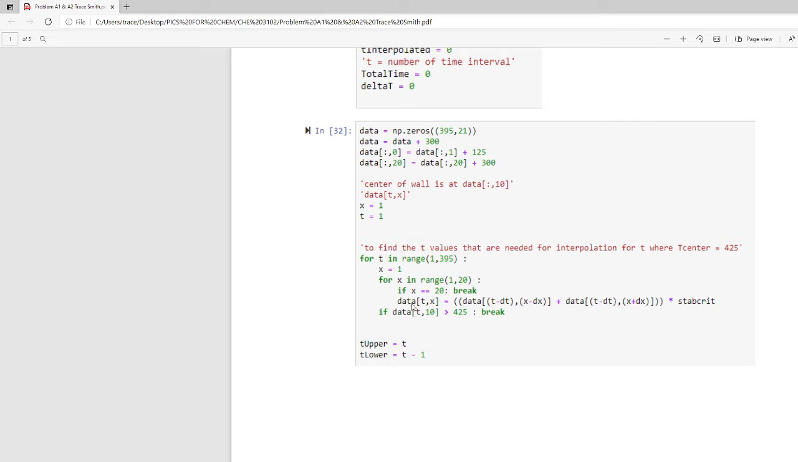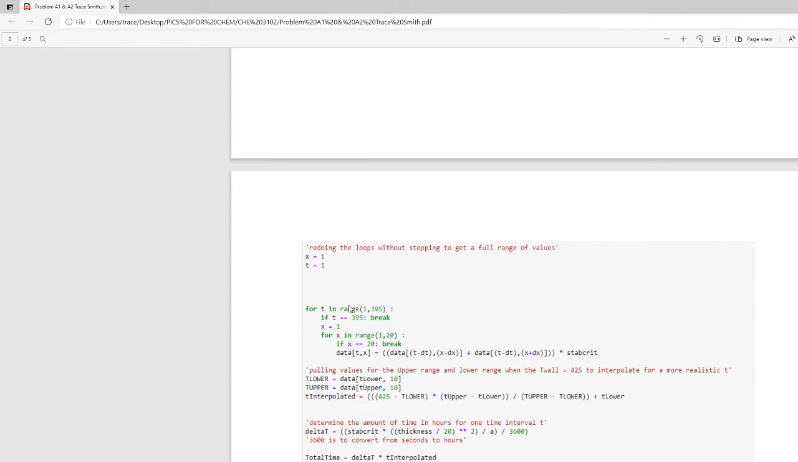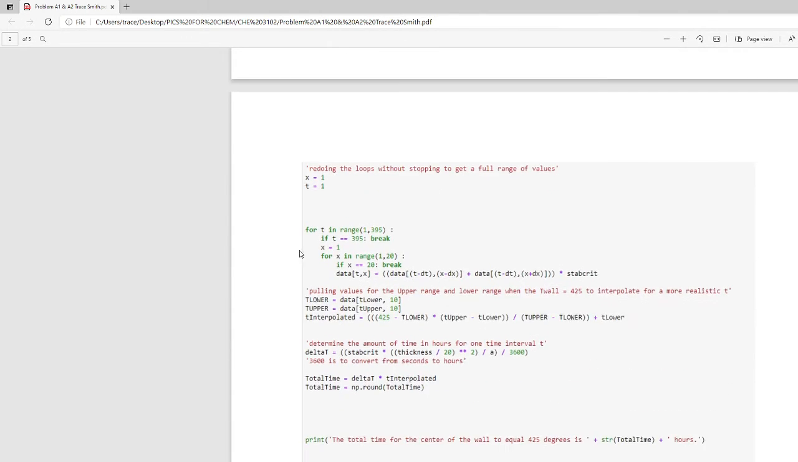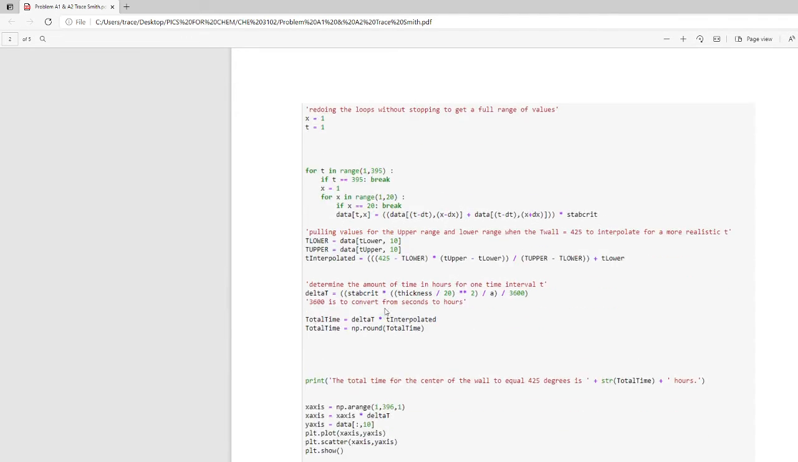Once this ran and finished, if the data for that t at 10 was more than 425, I told it to break, and I took the t value, which represented the number of time intervals of the upper and the lower at that t for interpolation later. And then I just redid these two loops without breaking at this point for the interpolation values, just so I had the full array for 394 t values basically.